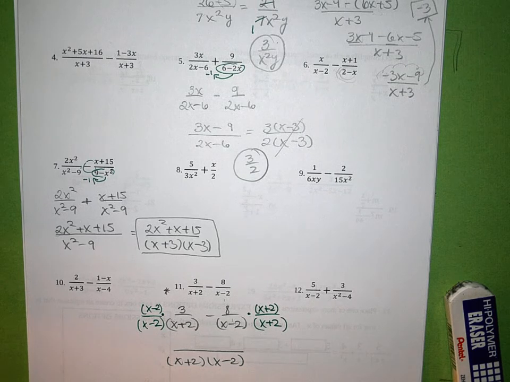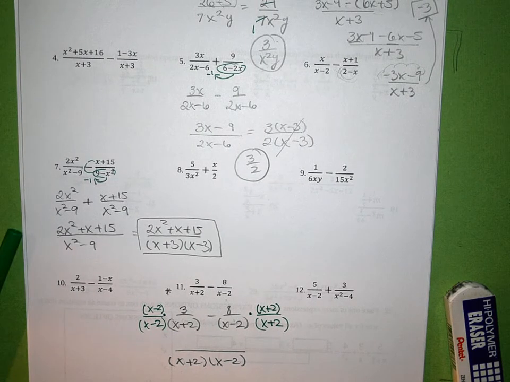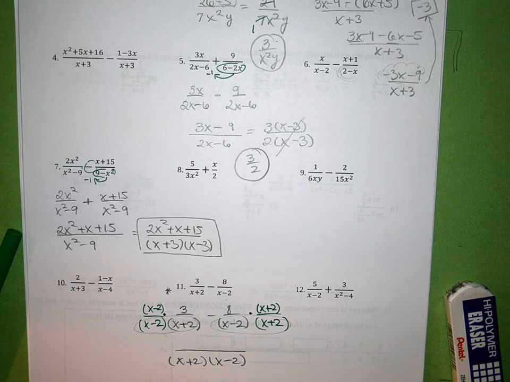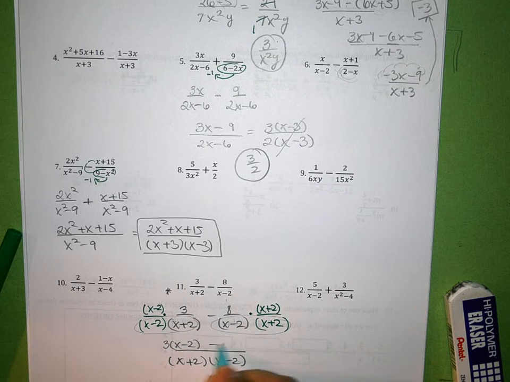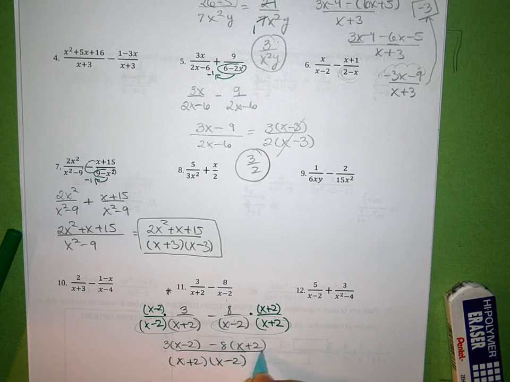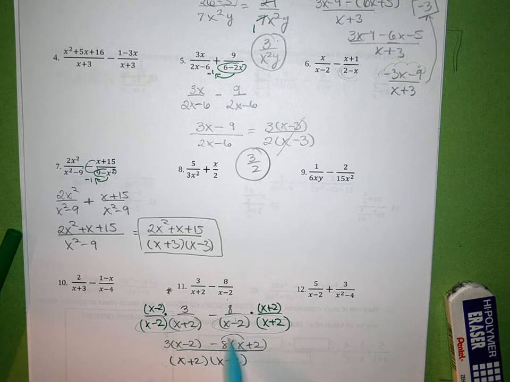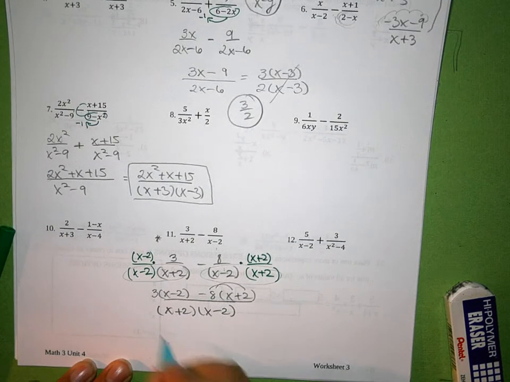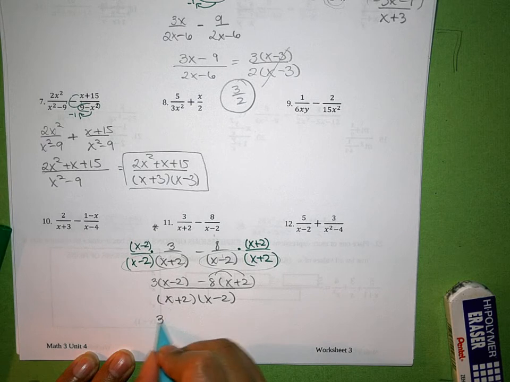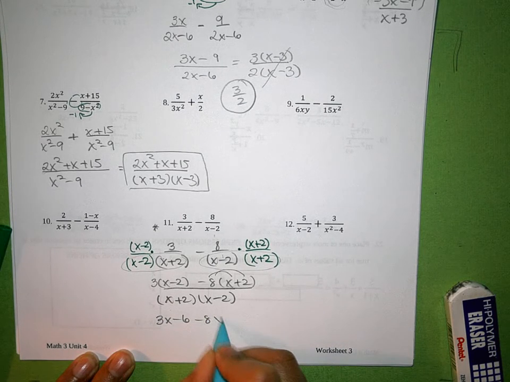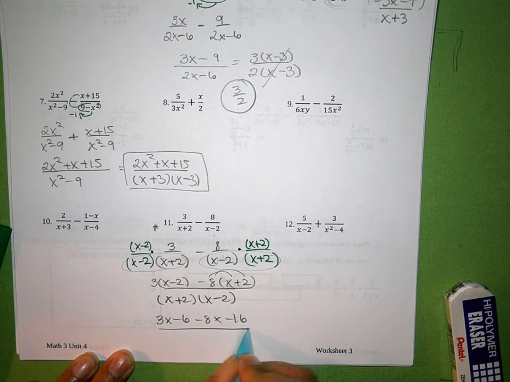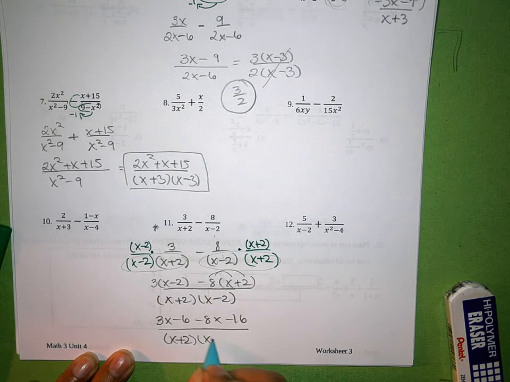And once I do that, I can write it as one fraction, because this is going to be x plus 2, x minus 2, and this is going to be x plus 2, x minus 2. So I have 3 times x minus 2 and negative 8 times x plus 2, all in one fraction. And I will be distributing the negative 8, not the positive 8. So that gives me 3x minus 6 minus 8x minus 16 all over x plus 2, x minus 2.